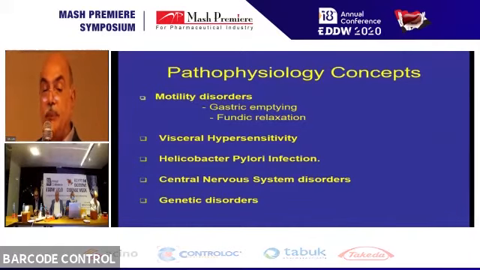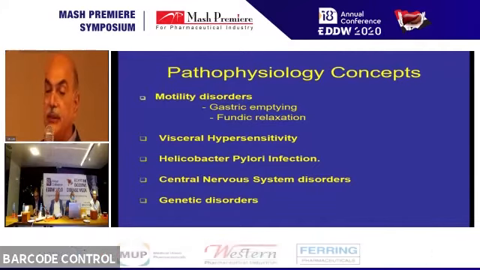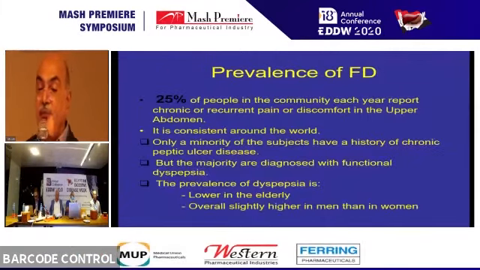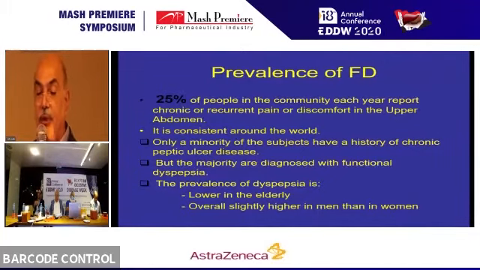So it could be motility disorder, visceral hypersensitivity, and a very important point is the H. pylori infection, and of course, central nervous system disorders. It is very wide. The prevalence of functional dyspepsia is very common. About 25% of people in the community each year report chronic or recurrent pain or discomfort in the abdomen, and it is consistent around the whole world. Only a minority have chronic peptic ulcer disease, which means an organic lesion, but the majority have functional dyspepsia.